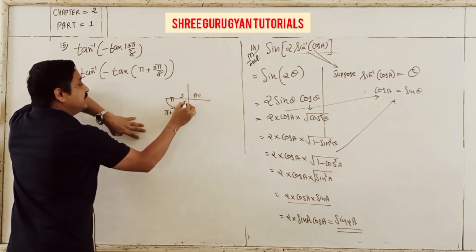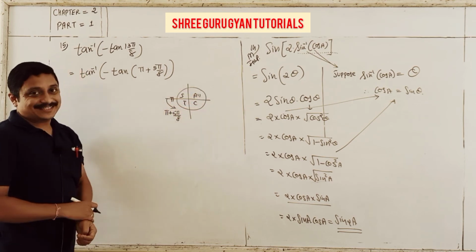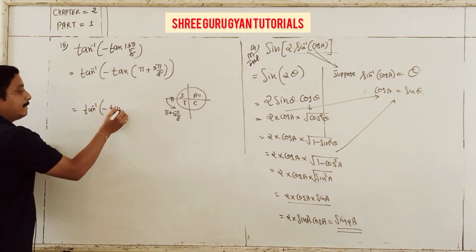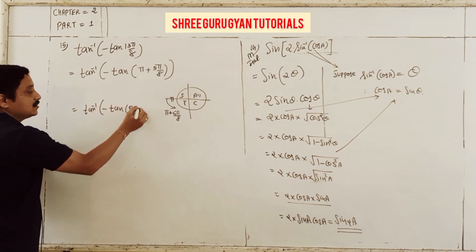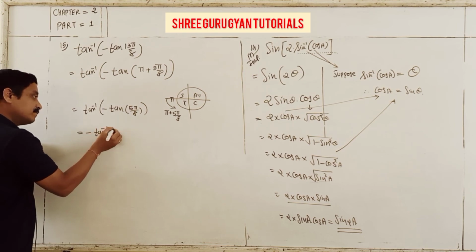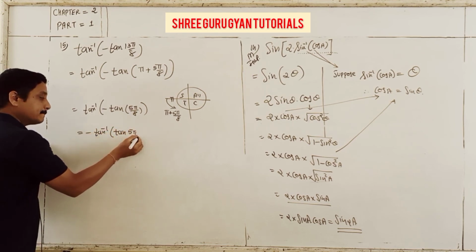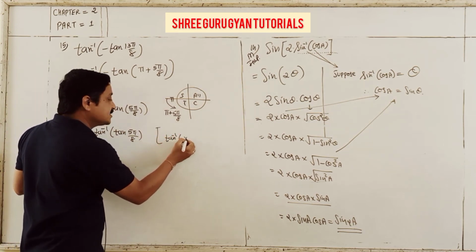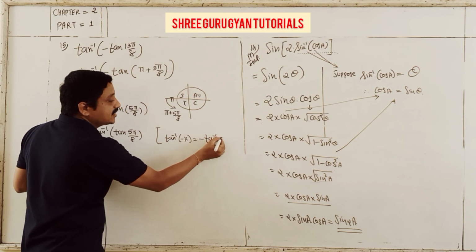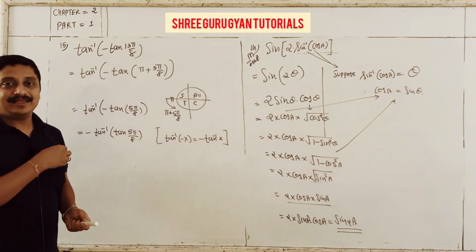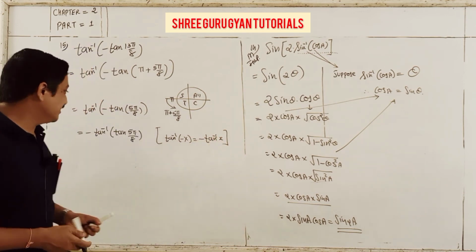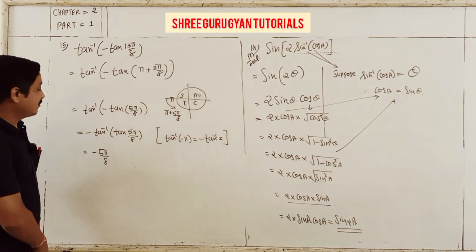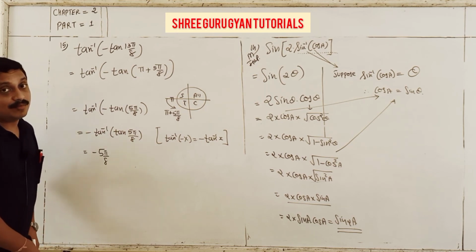And always apply your signs by the ASTC rule. So your value is tan inverse of tan 5 pi by 8, and take the minus outside because there is a property: tan inverse of minus x is minus tan inverse x. That's why this numerical is done here. Tan inverse and tan cancel within the range, and therefore your answer is 5 pi by 8.